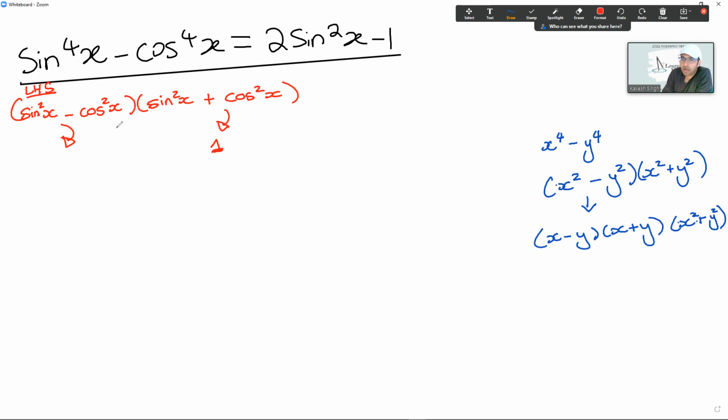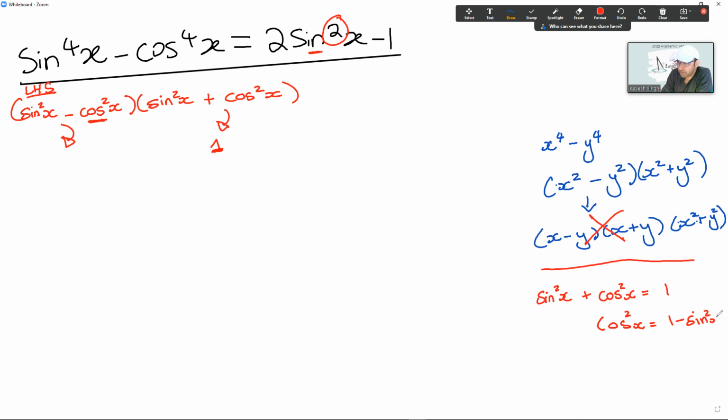And the first bracket, I can change it. I can factorize it further, but I don't want to factorize it further, because if I factorize it further, I'm going to lose the squared. So I don't want to get to that step. I want to keep it, but I'm going to change the cos squared into sine squared. And I'm going to use the fact that sine squared plus cos squared equals 1, then cos squared is going to be 1 minus sine squared. So I replace cos squared with that.